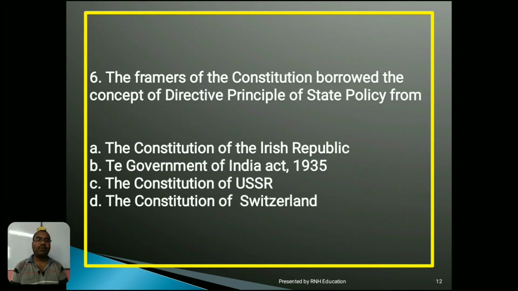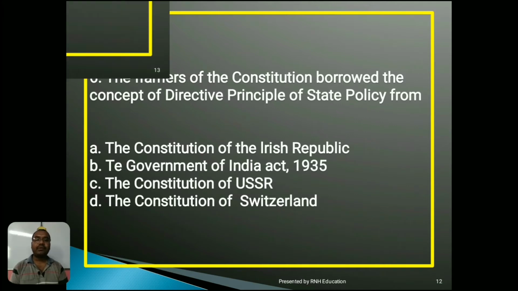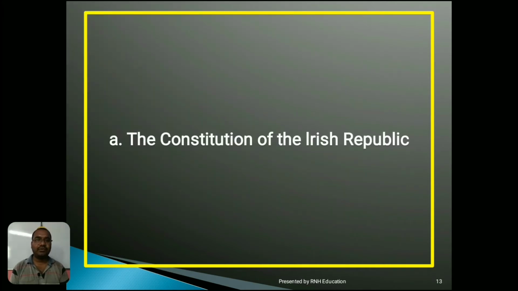Going to next one, the next question, that is question number 6. The framers of the Constitution borrowed the concept of directive principle of state policy from, options are A, the Constitution of the Irish Republic, B, the Government of India Act 1935, C, the Constitution of USSR, and D, that is the Constitution of Switzerland. Going to the answer. The answer is option A, that is the Constitution of the Irish Republic.